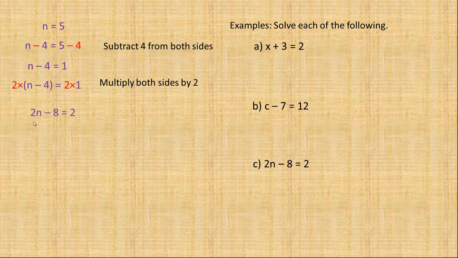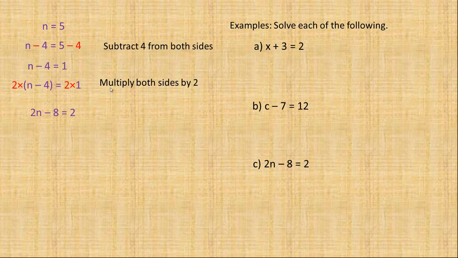So 2 times n is 2n. 2 subtracting 4 is subtracting 8, or 2 times negative 4 is negative 8. And on the right side, 2 times 1 is 2. So it's kind of like I've done these operations, same thing to both sides in both cases, and I've built a new equation that should still have the same solution. Okay, 5 should still be the solution, and I'll get into showing how to check that in a little bit.